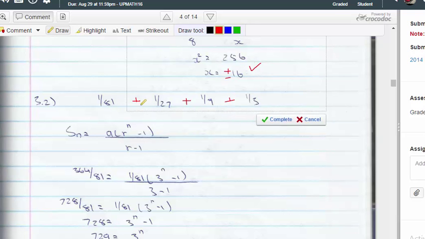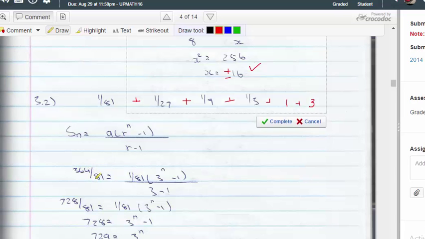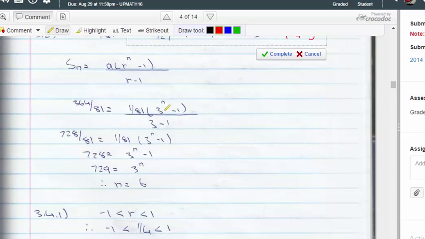Actually, a geometric series, and each time I'm multiplying by 3. Notice that 1 over 81 times 3 is 1 over 27, times 3 is 1 over 9. My numbers are getting bigger. The next one will be plus 1, the next one will be plus 3. The question now is, when is this sum equal to the sum given in the question, 364 over 81? That's what he does here. The first term is 1 over 81. And now he simply solves for 3 to the power of n.